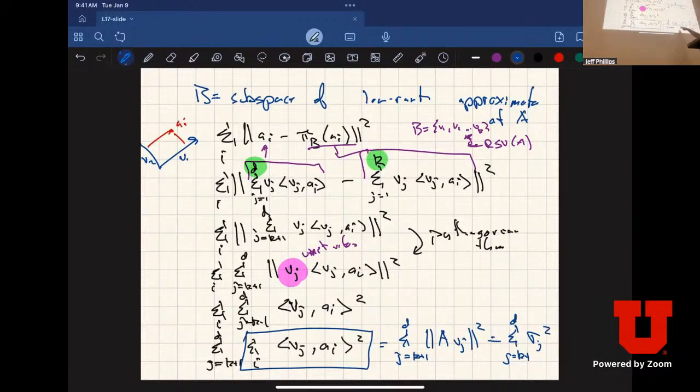So the amount of squared norm along the jth right singular vector is the jth singular value squared. Okay, so this says if I use the basis defined by the SVD to define this projection B, then the sum of the squared residuals is going to be the sum of the squared singular values.